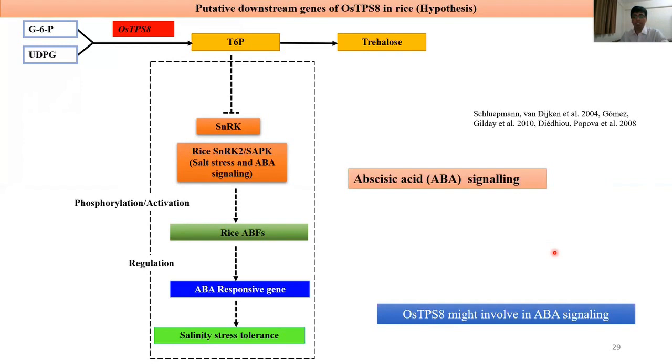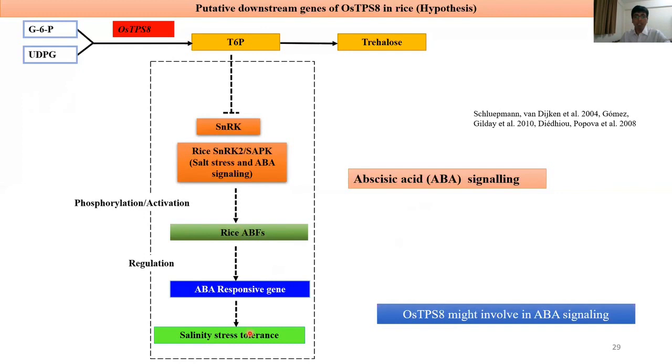What is known is that T6P could inhibit the SnRK activity. So when we dug out more of that literature, what we found is that one of the SnRKs in the rice, SnRK2, that is called SAPKs, is involved in the ABA signaling module. So that suggests TPS8 could be involved in ABA signaling. What happens in this signaling pathway is rice SnRK2 activates rice ABFs by phosphorylation. And then these rice ABFs, which are transcription factors, regulate the transcription of ABA responsive genes, which are known to regulate the salt stress tolerance in rice.